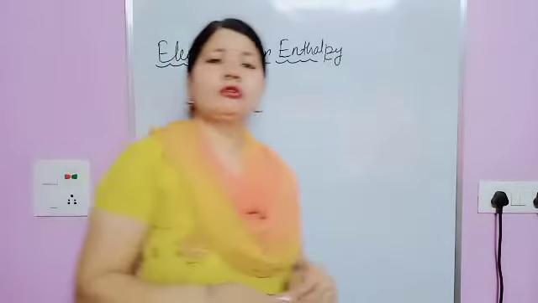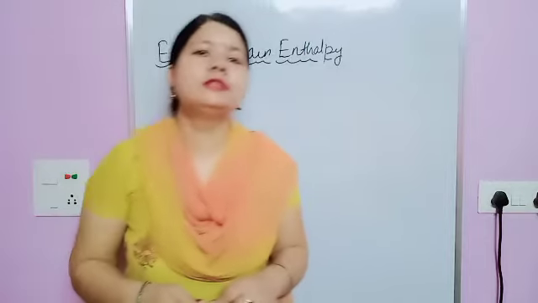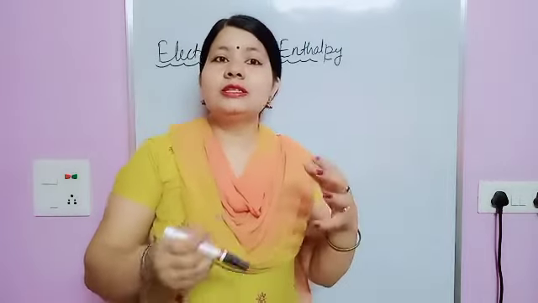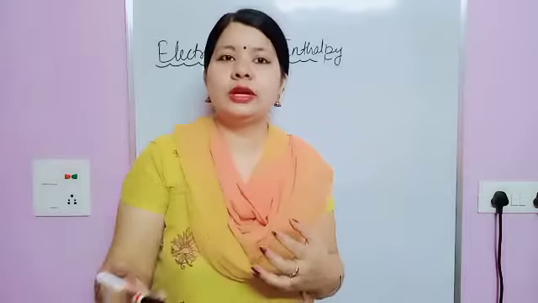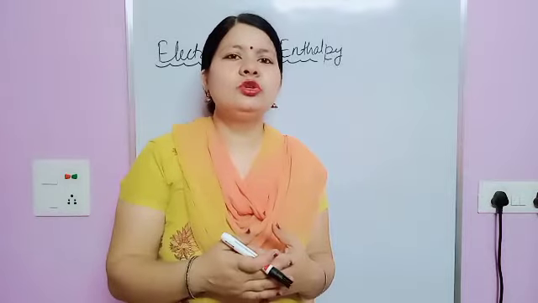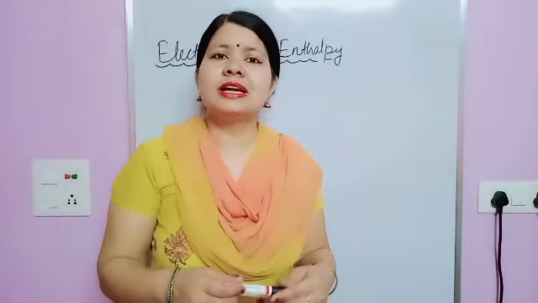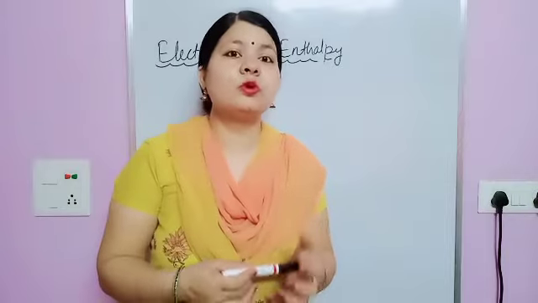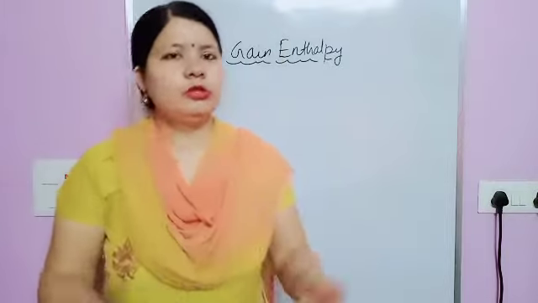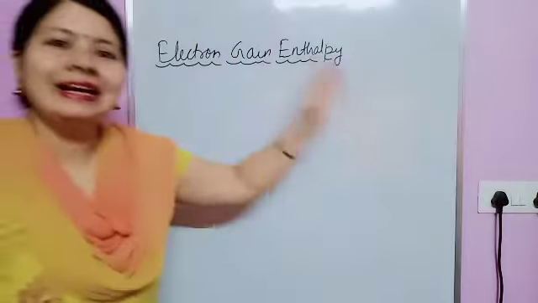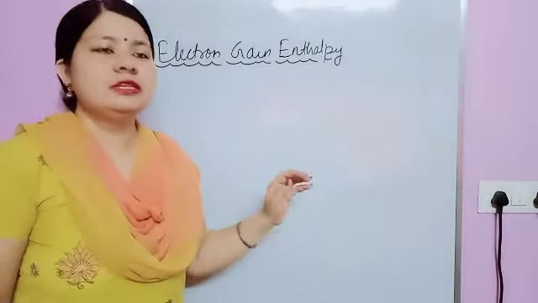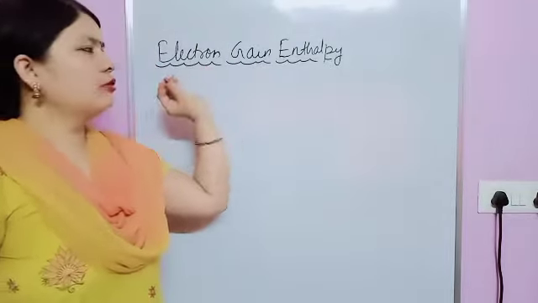Why negative electron gain enthalpy? Because energy is releasing, and for that we generally use a negative sign. If there is a gain of energy, then we use positive electron gain enthalpy. But generally, when electrons are added, energy is released. So that is simple electron gain enthalpy.